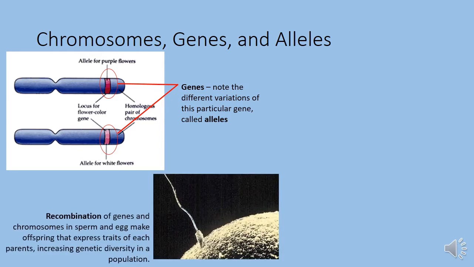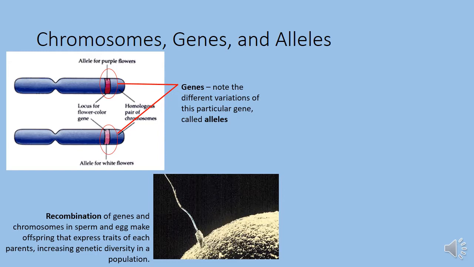Okay. How do we get these differences? Where do they come from? Well, there's several ways. One is recombination. So when genes and chromosomes get mixed up in sperm and egg, the offspring are going to be genetically different than the parent. Because when you make sperm and you make egg, or a plant makes these or whatever, because plants have sperm too, by the way. Yeah, they do.